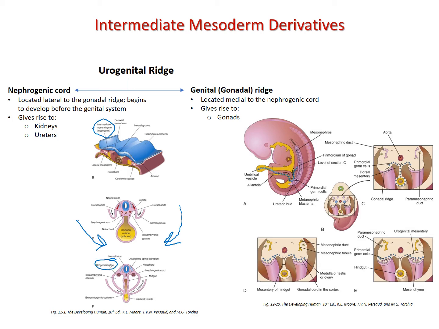The nephrogenic cord is located lateral in this ridge, lateral to the gonadal ridge. It begins to develop before the genital system and gives rise to the kidneys and ureters. The genital or gonadal ridge is located medial to the nephrogenic cord and gives rise to the gonads following migration of primordial germ cells from the umbilical vesicle or yolk sac. These cells follow along the dorsal mesentery from the yolk sac to the gonadal ridges.